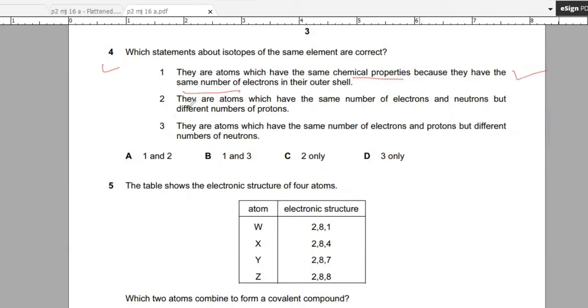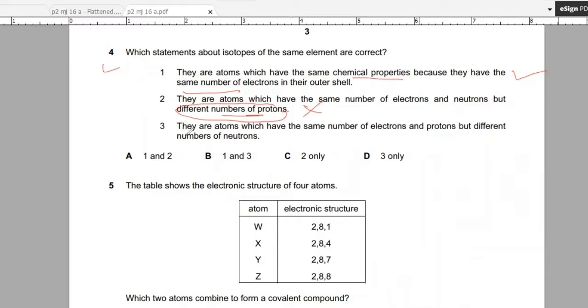The second statement says they are atoms which have the same number of electrons and neutrons but a different number of protons. So this is not the proper definition for the isotope. So remember the isotope definition, how do you define it? Isotopes are basically atoms which have the same number of protons but a different neutron number. But here they are saying the number of protons is different. That means it is the wrong statement.